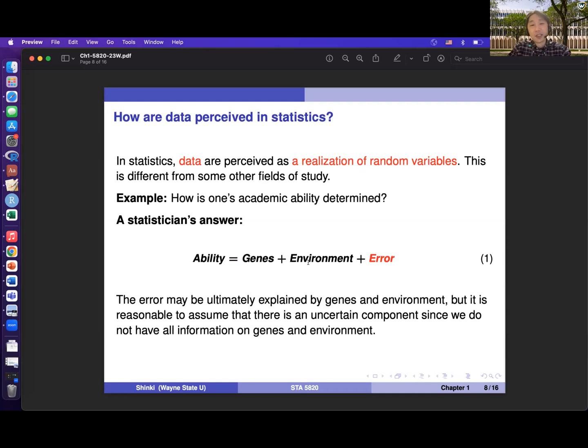But in reality, gene factors are explained by maybe the parents' intelligence or something, and the environmental factors by maybe where they live, or how many hours they studied, or something like that. So only very limited information is obtained to express the gene factors and the environmental factors, so we should have a large error term. The error may ultimately be explained by genes and the environment, but it is reasonable to assume there is an uncertain component, since we don't have all the information on genes and environment. This is the difference between the statistical way of thinking and the usual physical way of thinking. So we have an error term.